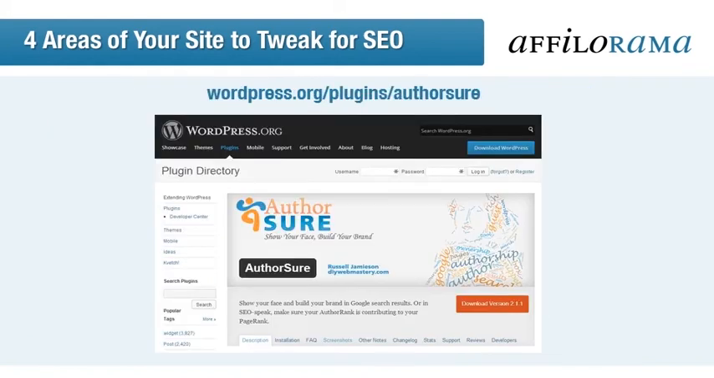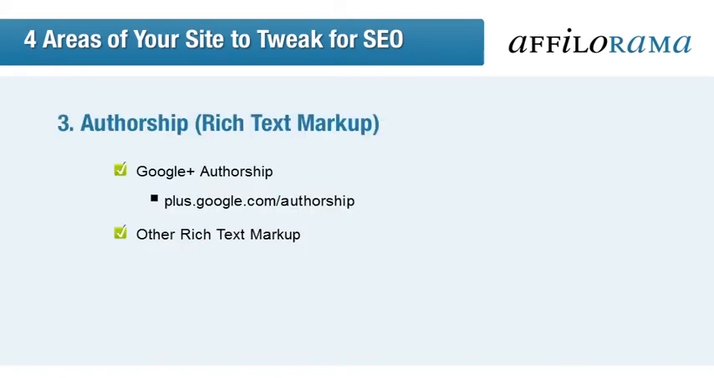If you are using WordPress and you are having difficulty, try a plugin like AuthorShore, which can be found at wordpress.org/plugins/AuthorShore. There are other types of rich text markup that can be used on any website. Not all of them will be applicable to you as an affiliate, but there is a tool for checking your rich text is working, and we're going to use it now to look at your options.